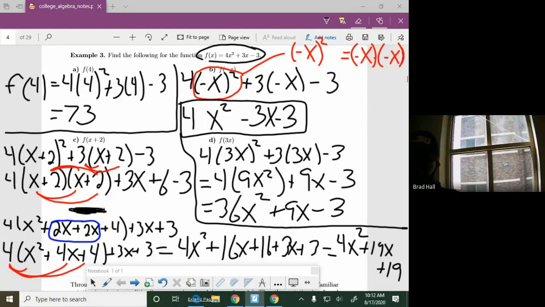So I'm going to erase the work for A and B, because there's still part E that I have to do.